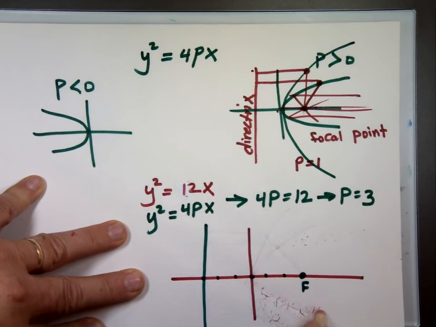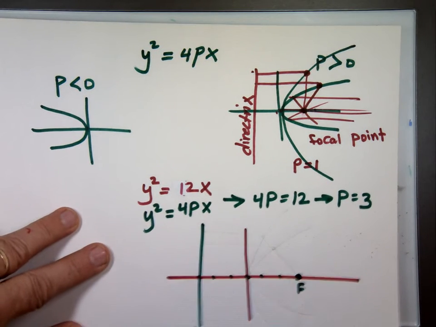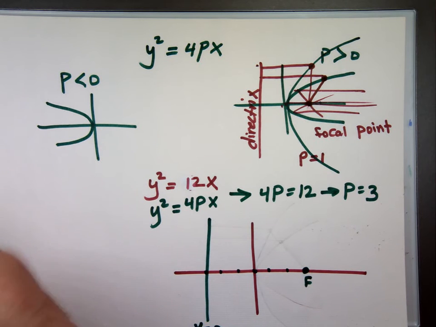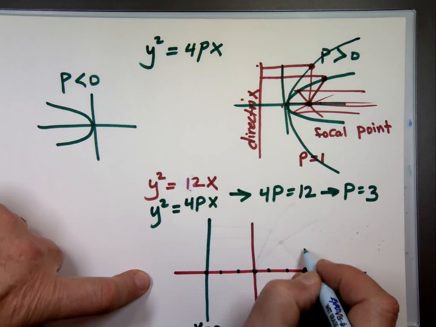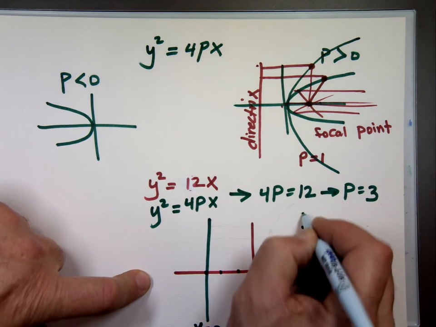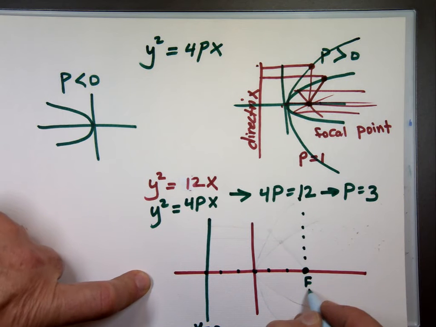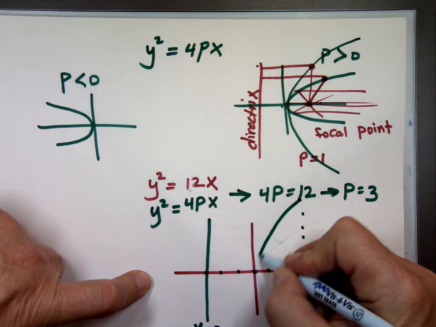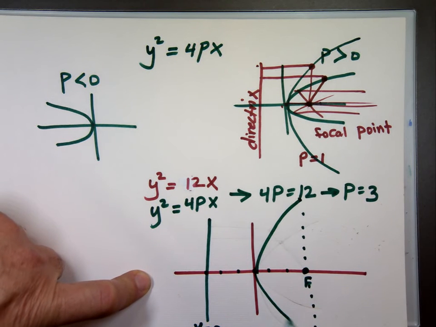What's the distance from this point to this point? 6. There we go. 1, 2, 3, 4, 5, 6. That's what the graph is.